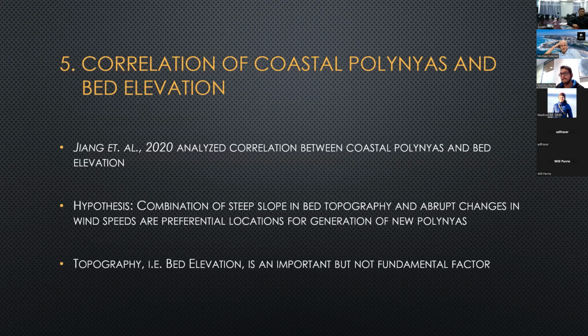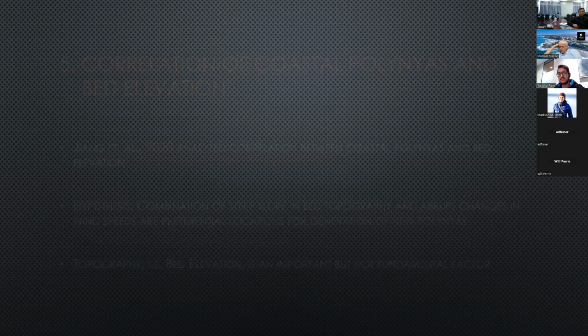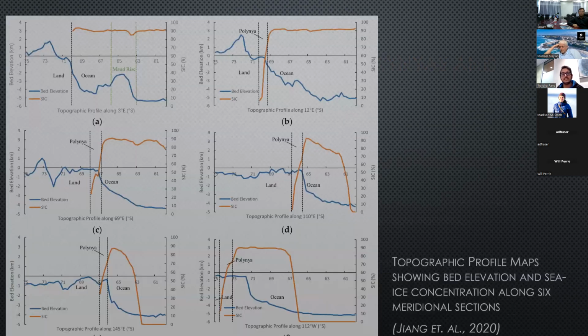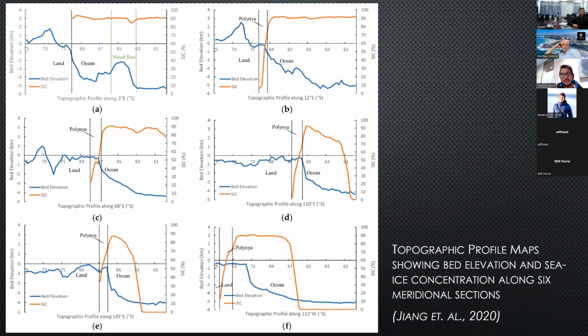So this image shows the vertical profile of the local seabed along the meridional section for 6 polynya regions in Antarctica. The blue line represents bed elevation, while the orange line represents sea ice concentration. Plot A depicts a mid-sea polynya region, while B to F are coastal polynya regions. So we'll focus on these 5. In plots B and C, we can see that the polynyas are formed exactly above the steep slope, while in D and E, they are formed just before the seabed slope becomes steep.